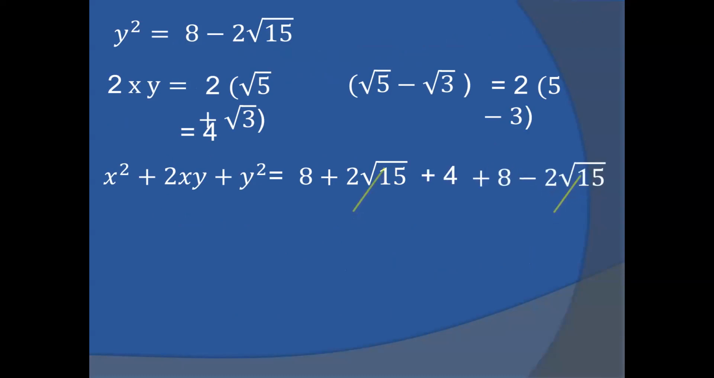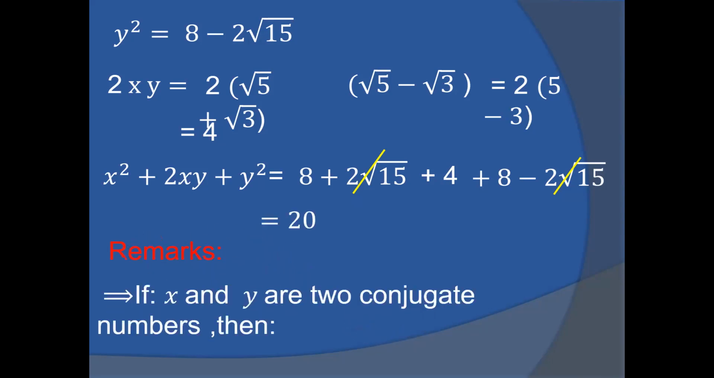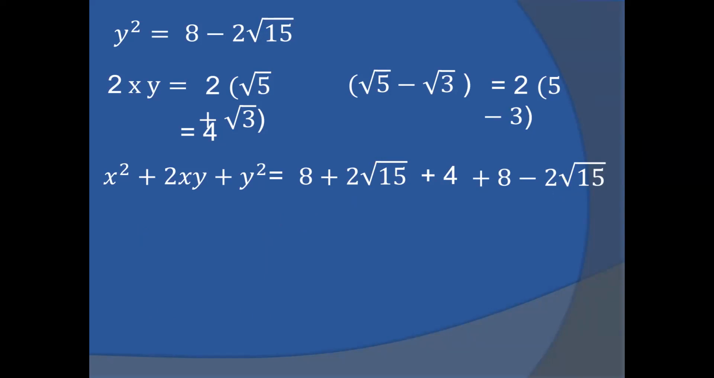Here x squared plus y squared equals 8 plus 2 root 15 plus 4 plus 8 minus 2 root 15. Here I have the additive inverse of 2 root 15, which cancels because 2 root 15 minus 2 root 15 is 0. So I add 8 plus 4, 8 plus 8, which equals 12 plus 8 equals 20. And if x and y are conjugates, then x squared and y squared are conjugates.